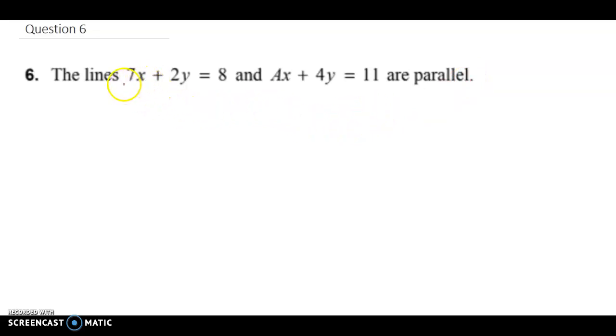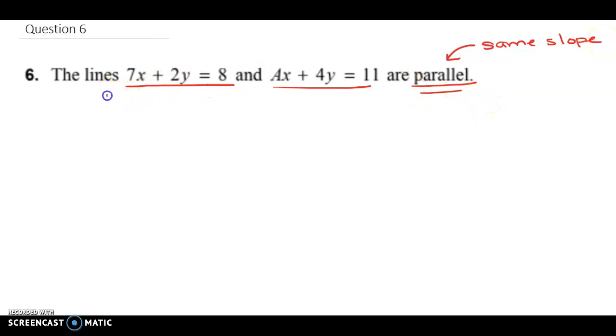All right, so it says line 7x plus 2y equals 8 and 8x plus 4y equals 11, and it tells us that they are parallel. Now if they're parallel, that means they have the same slope. Okay, so you should have learned that back in middle school. I know we reviewed it last year in geometry as well.